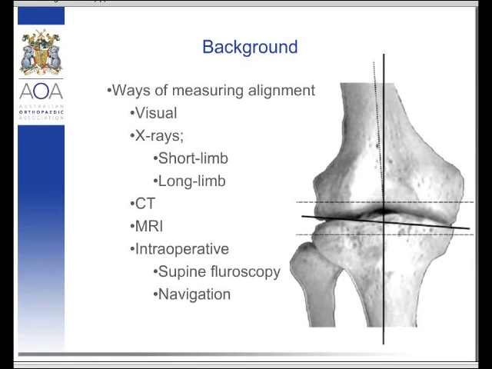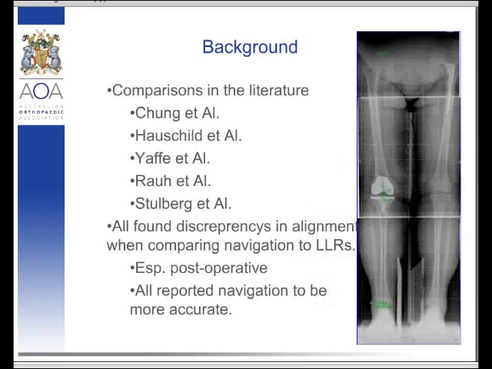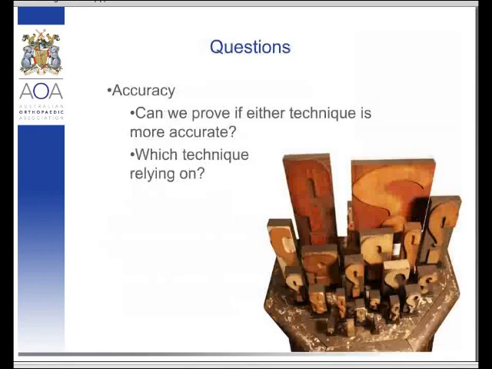Since the days of navigation, there have been quite a few studies comparing navigation alignment measures with those of long leg standing radiographs. All have found discrepancies in alignment, especially post-operatively. And all have come to the conclusion, and made the hypothesis, that computer navigation is more accurate, and have questioned the use of long leg radiographs in knee arthroplasty. So our question was, can we prove if either technique is more accurate than the other? And if so, which one should we be relying on?